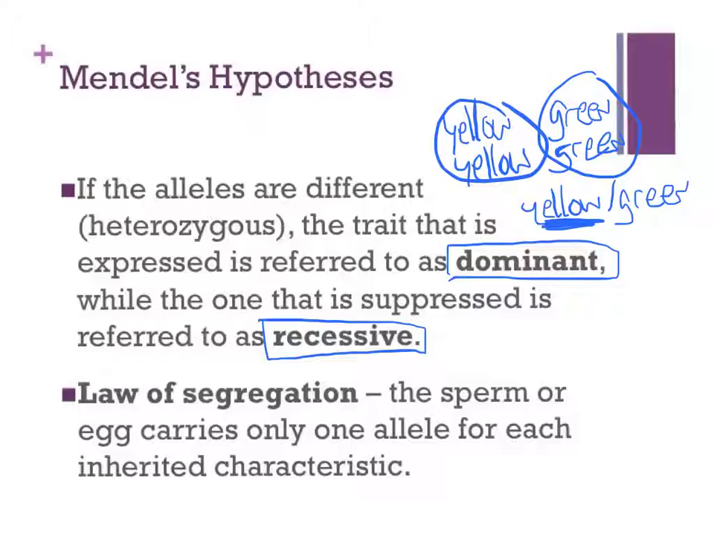He also came up with the law of segregation that says the sperm or egg carries only one allele for each inherited characteristic, basically saying this parent might have been yellow and yellow, but it can only pass on one allele to the offspring, which of course is going to be yellow. Now when you have a yellow-green in that first generation, it can pass on either the yellow or the green, but not both, because it can only pass on one allele to the next generation.